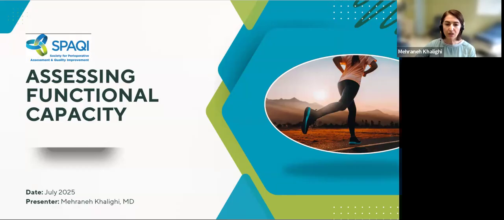I'm a clinical associate professor of medicine at the University of Washington School of Medicine and the director of the Preoperative Medicine Clinic at the VA Puget Sound Healthcare System in Seattle.